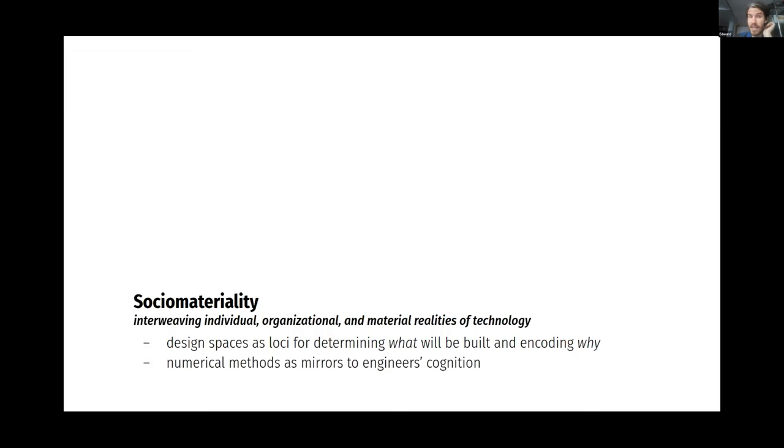GPkit would not have succeeded as it has without this intertwining, nor could I have described my research contributions, really, without these vignettes that I've been telling about these tiny knots of math and people.